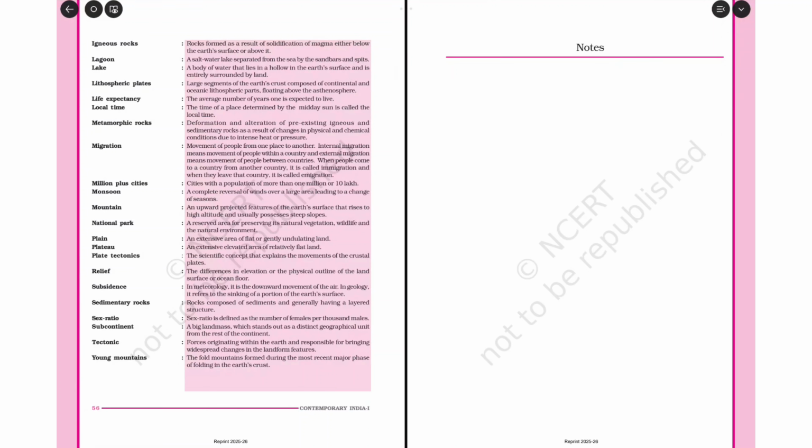Depression. In meteorology, it denotes an area of relatively low atmospheric pressure, which is found mainly in temperate regions. In geology, it refers to a hollow sunken area of the Earth's surface. Glacier: a mass of snow and ice that moves slowly under the influence of gravity along a confined course away from its place of accumulation. Local time: the time of a place determined by the midday sun is called the local time.